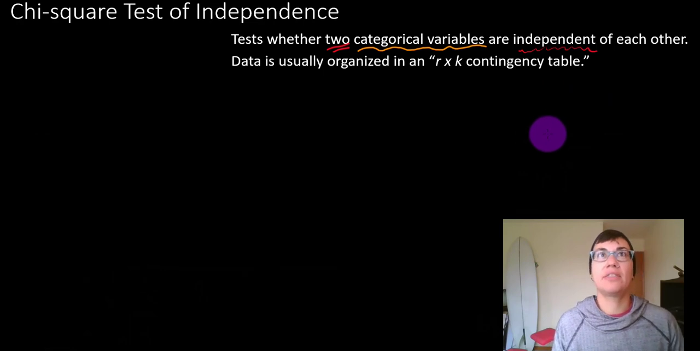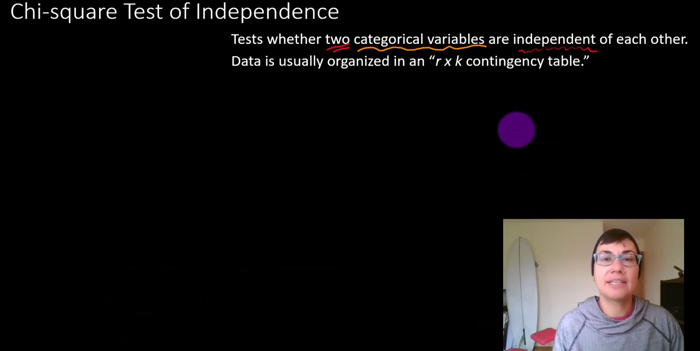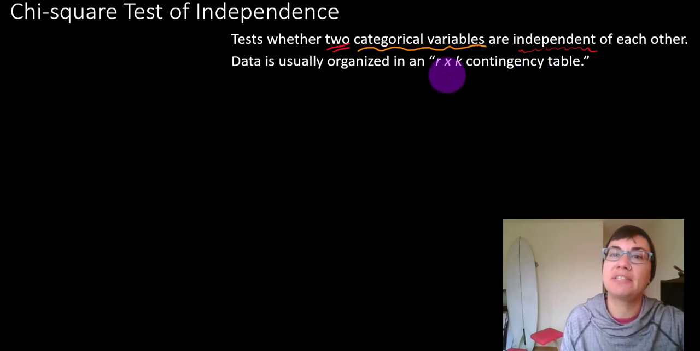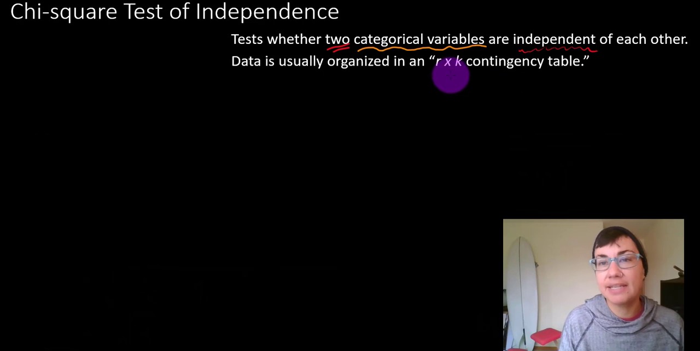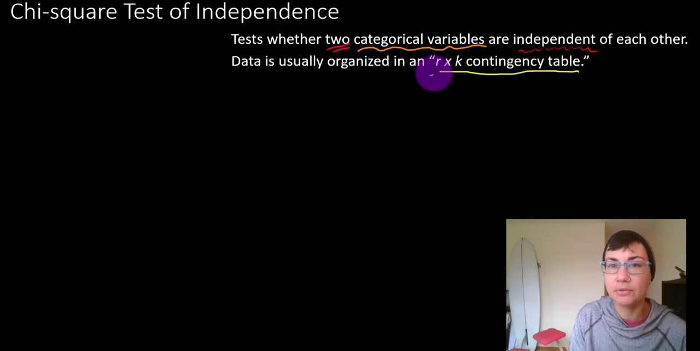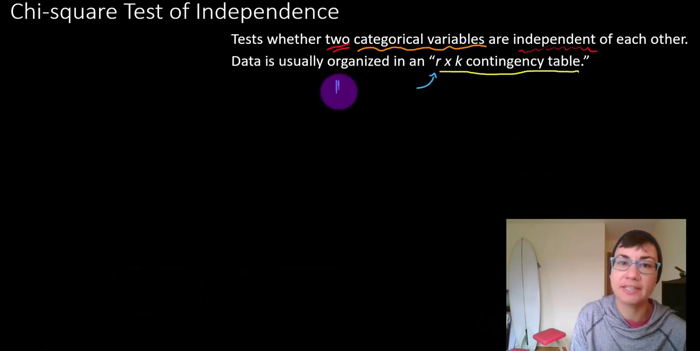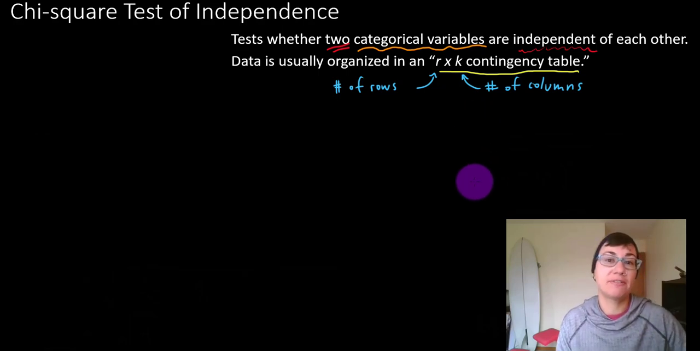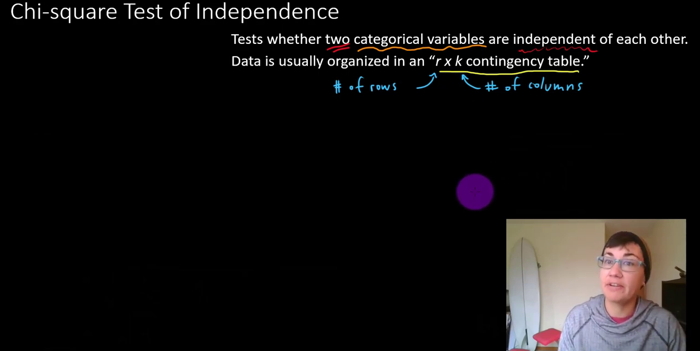Typically, the way that this information is presented is in a table. This is a contingency table. We've seen this before back in our probability section of our course. Here, usually the letter R represents the number of rows in this table, and K would be the number of columns. And so the rows and the columns represent the number of categories for each of the variables represented in the table.